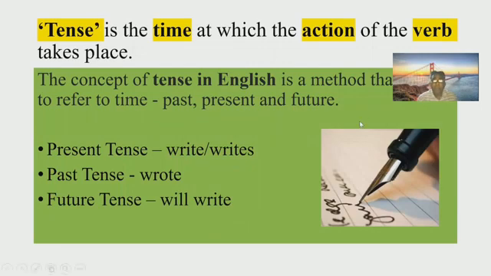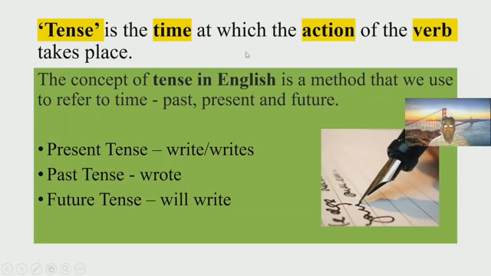Okay. And you can see the meaning of the word tense, or to understand what a tense means, you can see or observe this line. So tense is the time at which the action of the verb takes place. So this you have to remember.